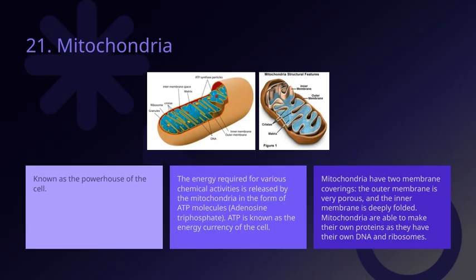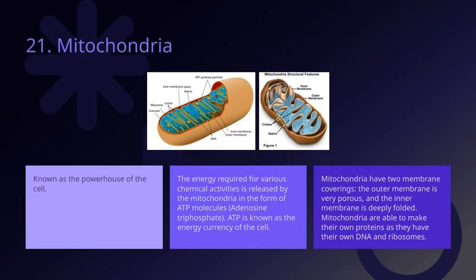Mitochondria have a unique structure with two membranes. The outer membrane is quite porous, allowing molecules to pass in and out easily. The inner membrane, on the other hand, is deeply folded into structures called cristae. This folding increases the surface area, which is crucial for energy production.